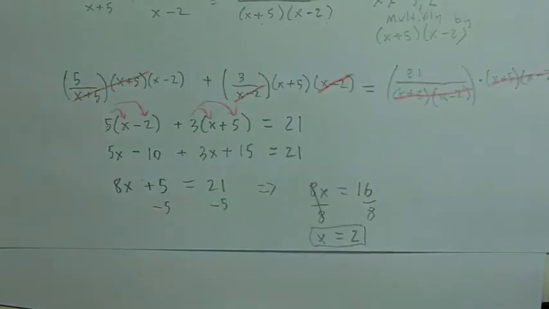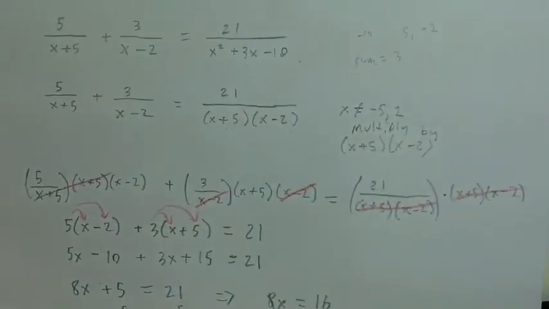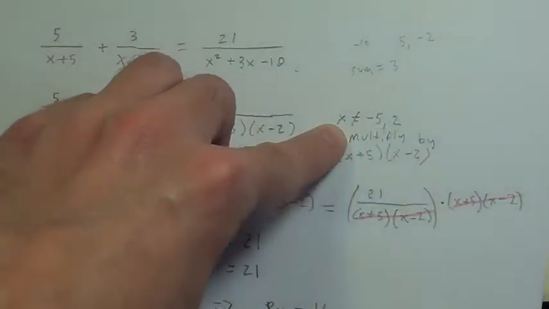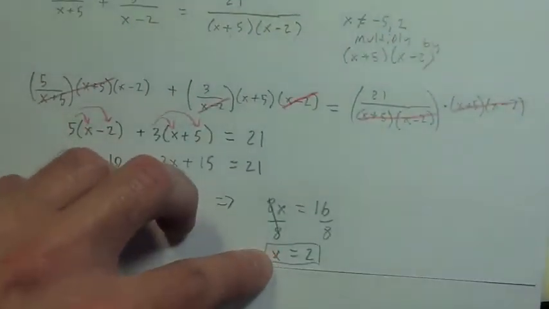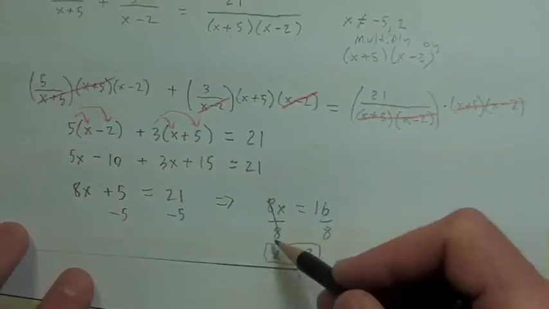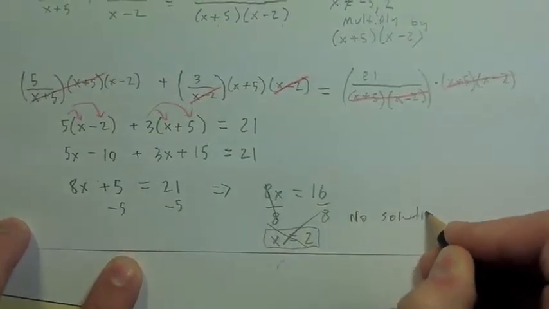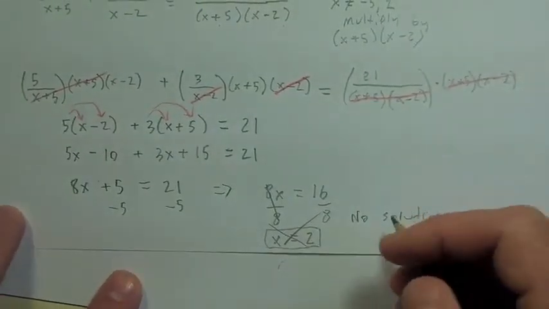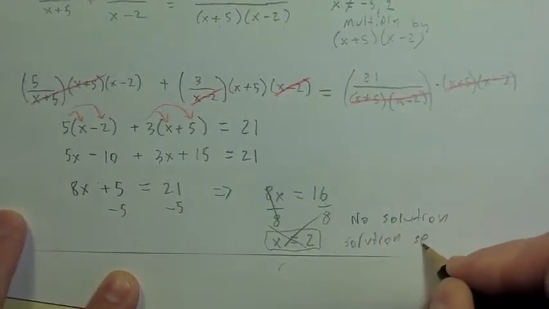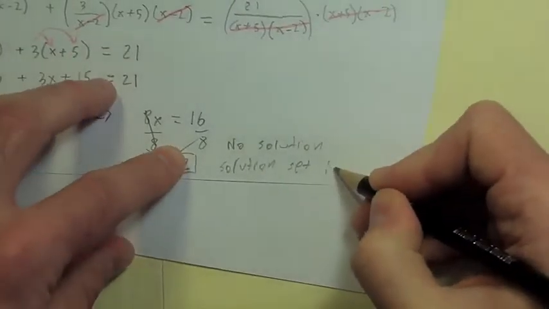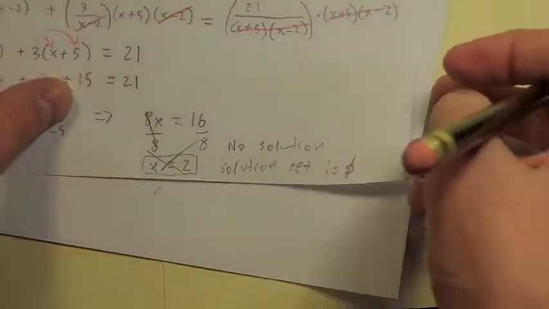Oh, but hang on. What was x not allowed to equal? Oh, x is not allowed to equal negative 5 or 2. We got 2 as our solution. Well, that just means, sorry, no solution. All that work just to find that there's no solution, and the solution set is the empty set. Well, that happens sometimes.